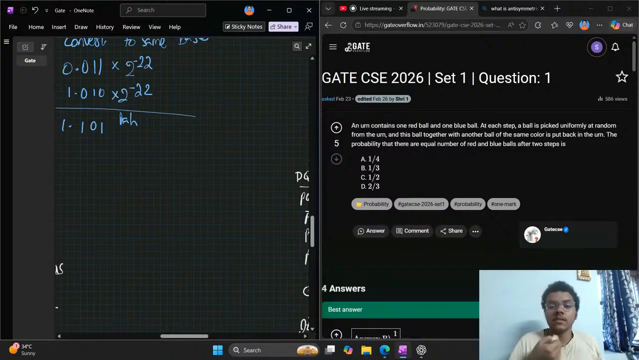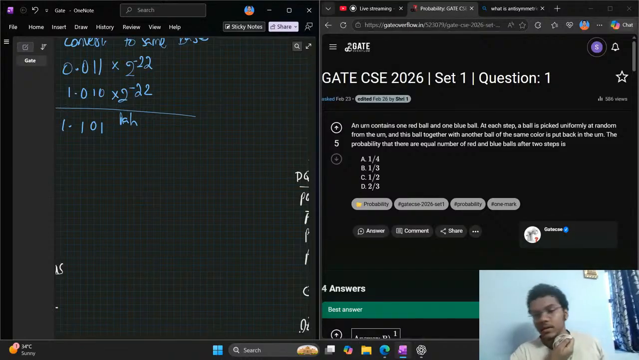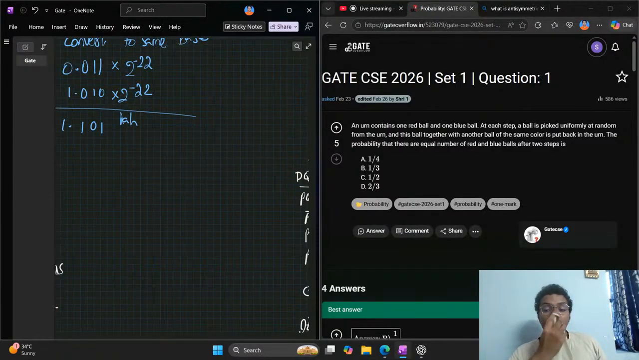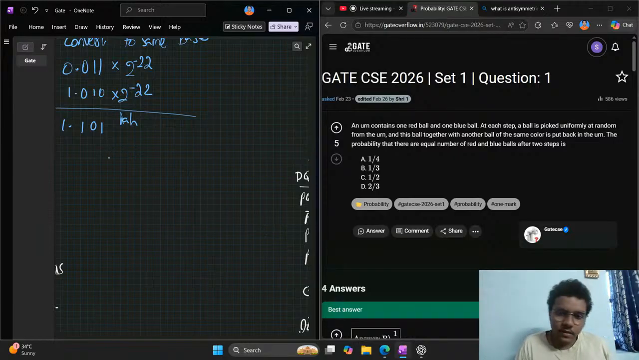An urn contains one red ball and one blue ball. At each step, a ball is picked uniformly at random from the urn, and this ball, together with another ball of the same color, is put back into the urn. The probability that there are an equal number of red and blue balls after 4 steps is... So it contains a red and a blue ball.